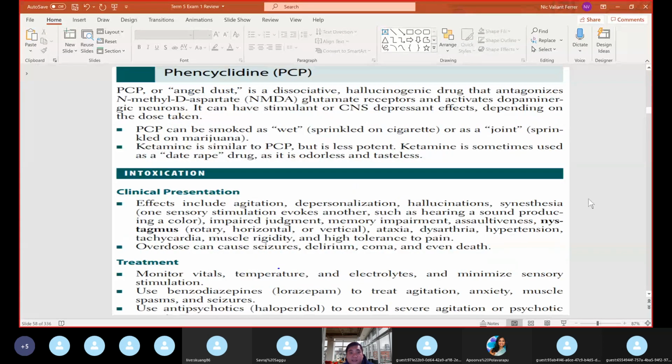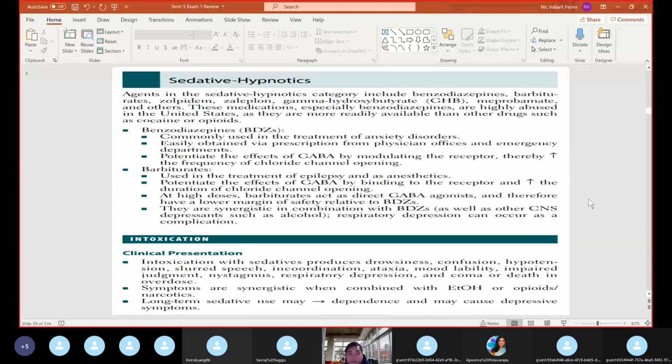PCP, angel dust. For PCP, they're very, very violent. Okay, they're very violent. Nystagmus also, not only rotary but horizontal or vertical for PCP. In the vignette, aside from the violent behavior, they're going to put in nystagmus. So monitor vitals. You can use benzos to treat agitation, or you can use antipsychotics to control severe agitation.